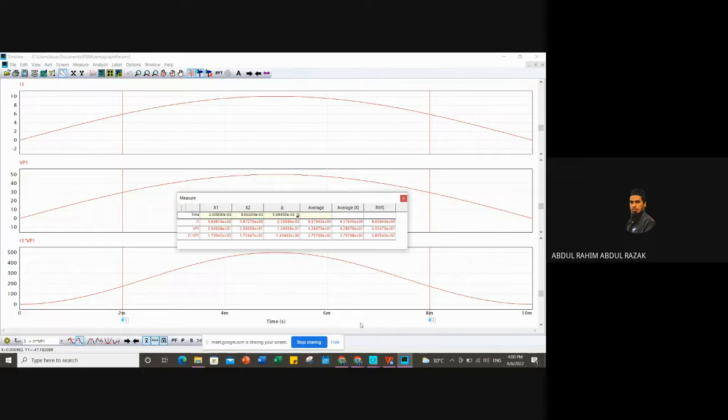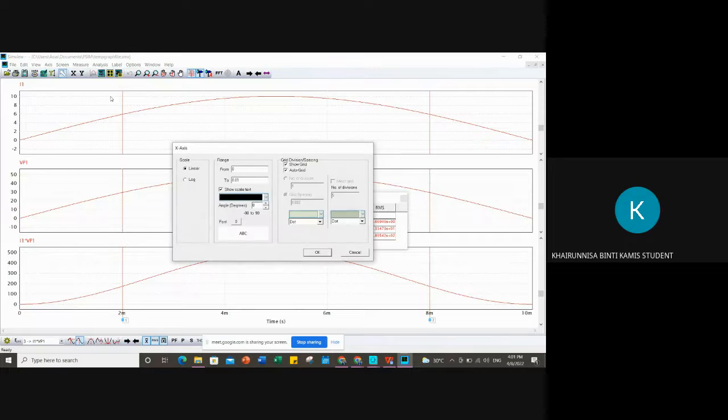F equal to 1 over T. Faham tak? Or T is equal to 1 over F lah. So your F is 50 Hz. So your T is how much? T is equal to 1 over F. So how much? 0.02 second. Yeah, 20 millisecond. So at least you have to present how many milliseconds, like I told you before? 20 millisecond is 1 cycle. 40 millisecond, 2 cycles.